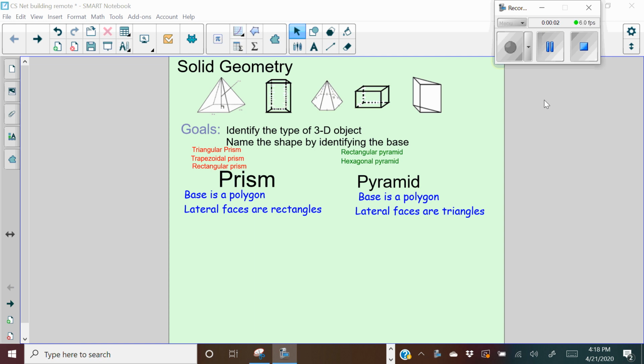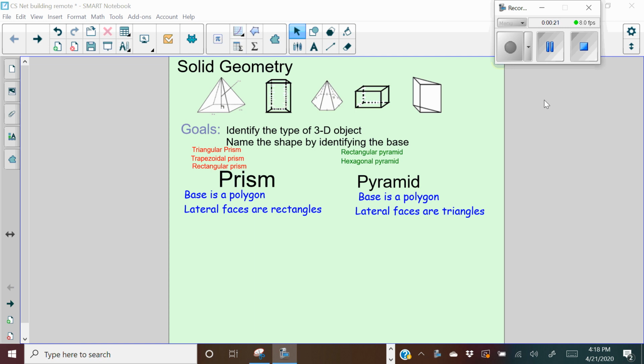Hi, today we're going to do a video on solid geometry. The goals today are to be able to look at a three-dimensional object and tell what the name is, and then to be able to match that three-dimensional object to its net.